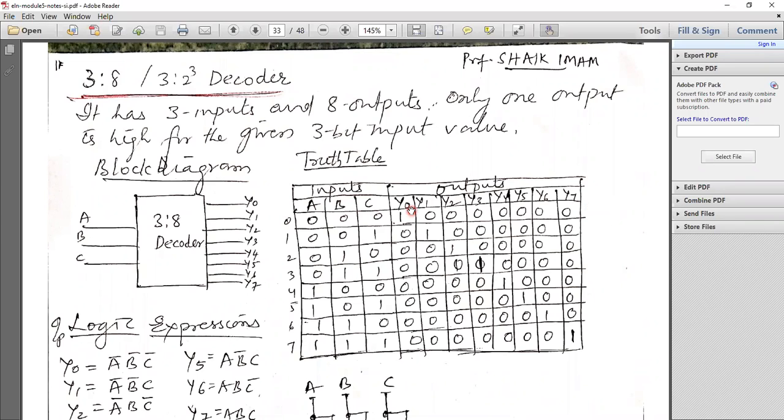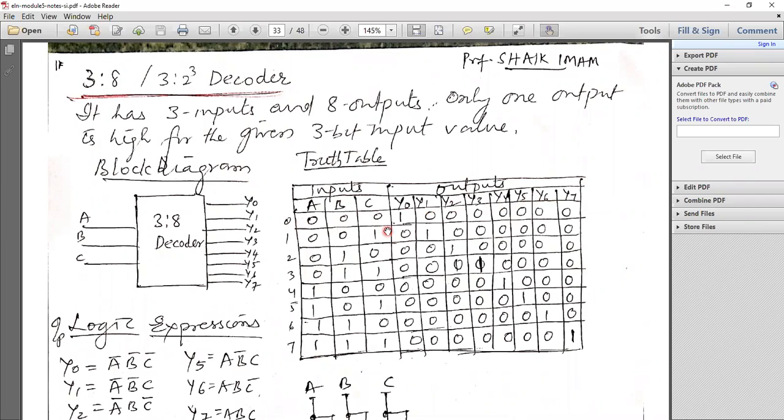That is Y0, Y1, Y2, Y3, Y4, Y5, Y6 and Y7. Accordingly, list out the inputs starting from 0 to 7: 0, 1, 2, 3, 4, 5, 6 and 7.